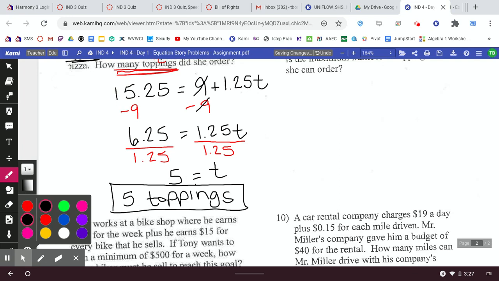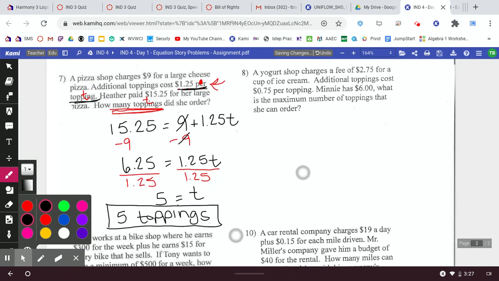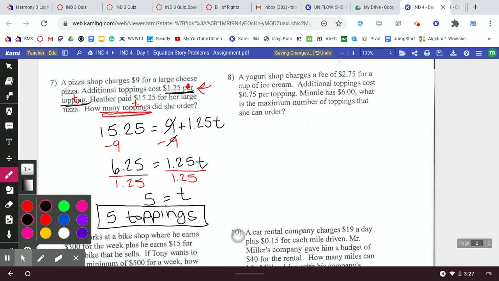Okay. Number 8 is almost identical. You've got a yogurt shop. You've got a base charge of 2.75 for the ice cream, and then you've got additional toppings.